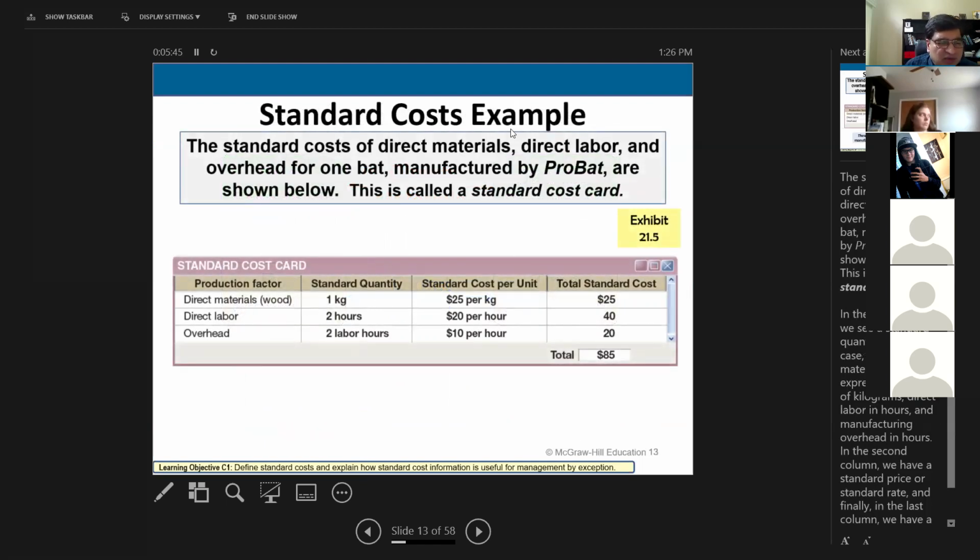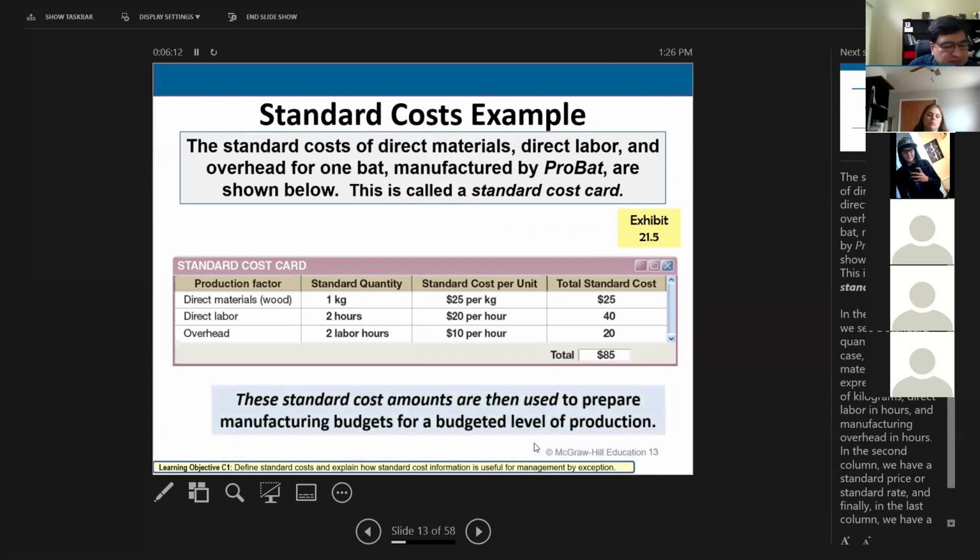So here is an example of a standard cost. For example, it takes direct material of 1 kilogram of wood at a cost of $25 per kilogram, 2 hours of labor at a cost of $20 per labor hour, and overhead at 2 labor hours at $10 as the labor overhead rate. So your total standard cost is $85. And then these standard costs will be used to prepare the manufacturing budgets for a budgeted level of production.